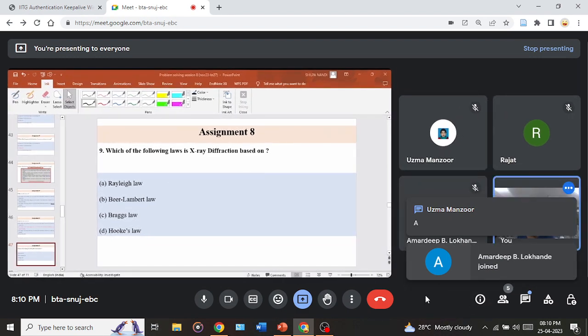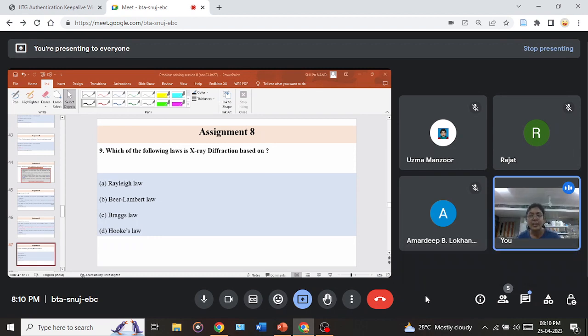Okay, A. So what was this Rayleigh law basically? Can you write it down if you don't want to speak? You can unmute yourself and tell me. You have been asked which of the following laws X-ray diffraction is based on, and you are giving me the answer as A. Can you tell me what this Rayleigh law actually was?